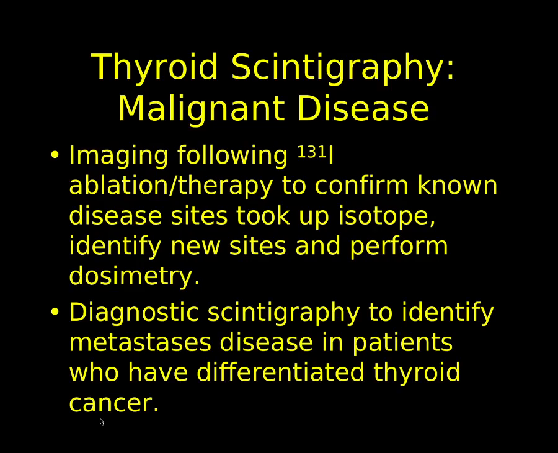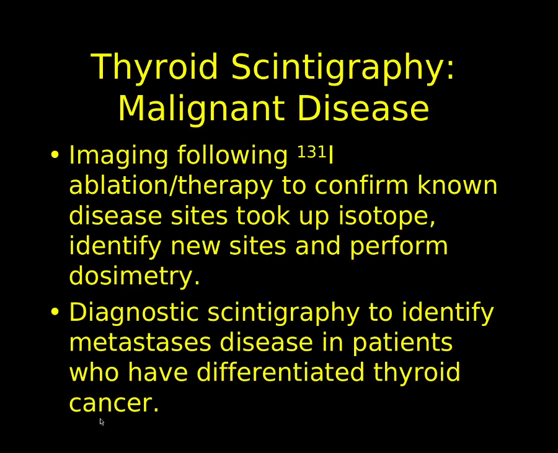It's also good to confirm that a known disease site took up the tracer. So maybe we gave the patient radioactive iodine for a lung metastasis. It's nice to see that the iodine arrived in the lung and was taken up by the target. Now, more sophisticated than that, we could perhaps perform dosimetry. Dosimetry is when we calculate the dose which has been achieved at the target tumour site.